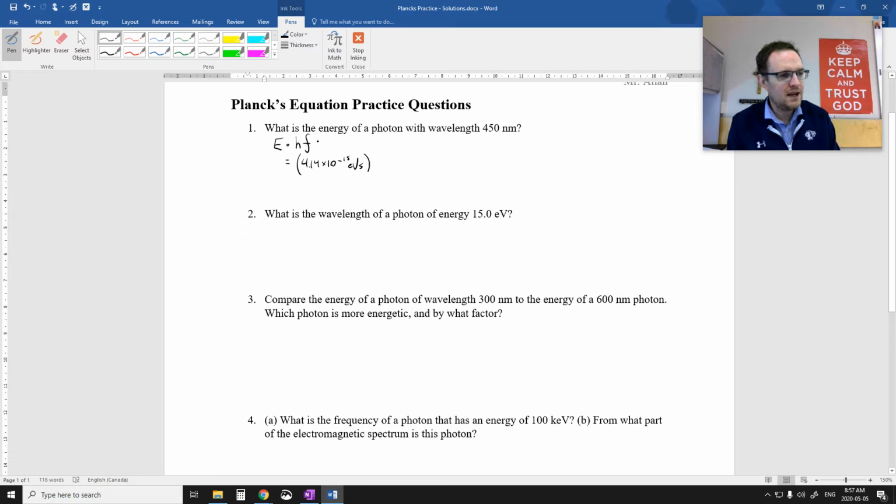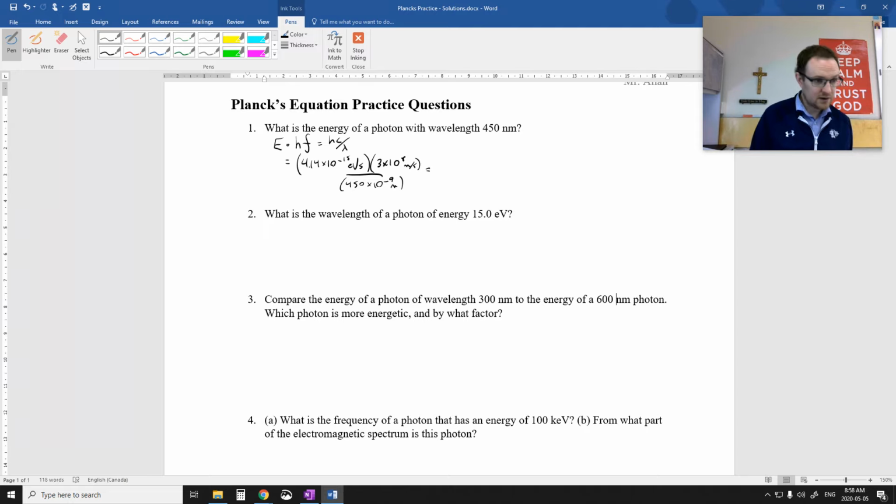And rather than using hf, because I have the wavelength, I'm going to have to use the hc over lambda formula. So I'm going to put in here times 10 to the 8, and I'm going to divide by 450 nanometers in meters because the speed is in meters per second as well. So I punch that all in, and I should get a nice number of electron volts here. Yeah, so I get 2.76 electron volts.